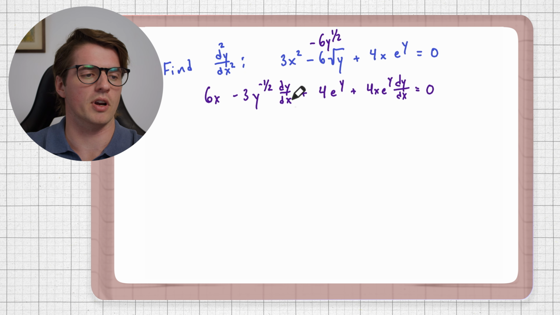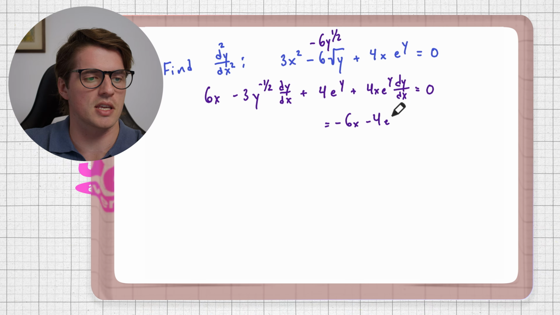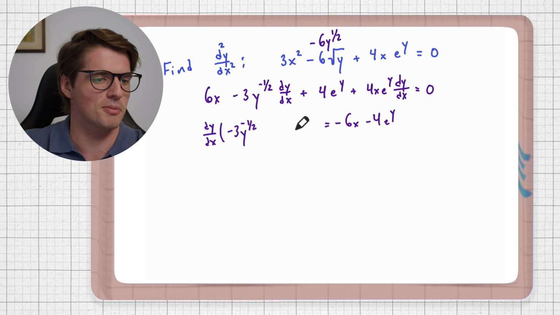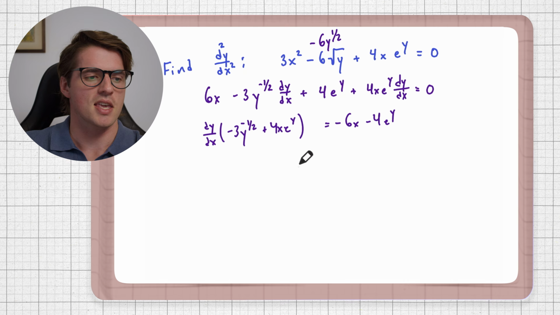Okay, so we're going to work on factoring out our dy/dx and getting everything else to the right side. So first of all, I'm going to subtract 6x and 4e to the y. And on the left, we're going to factor out a dy/dx. And that would leave a minus 3y to the negative 1/2 plus 4x e to the y in parentheses. And then we'll divide both sides by this.